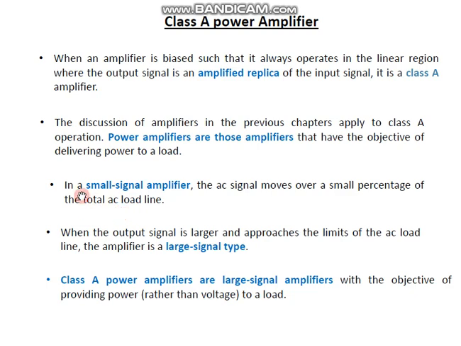Now this point says that in a small signal amplifier, the AC signal moves over a small percentage of the total AC load line. This is where we want to differentiate between a small signal amplifier and a large signal amplifier. A small signal amplifier basically operates on the DC load line, and the signal moves around the quiescent point.